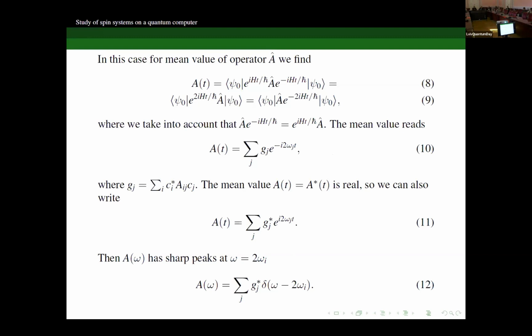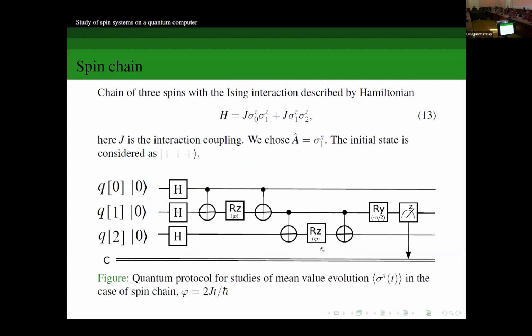But you must find an operator which anti-commutes with the Hamiltonian. It is not always possible, but nevertheless, let us consider a very simple example: a spin chain with three spins, the Ising model. Not five, three. For Christina, five is important for music. So here only three, sorry. Only three, yes. Okay, only three.